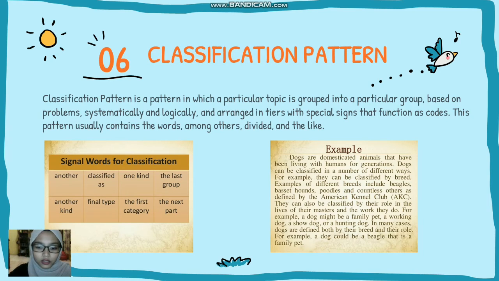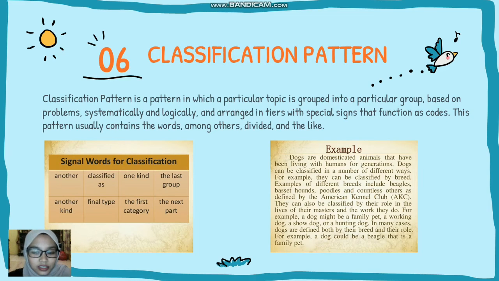For example, a dog might be a family pet, a working dog, a show dog, or a hunting dog. In many cases, dogs are defined both by their breed and their role. For example, a dog could be a beagle that is a family pet.